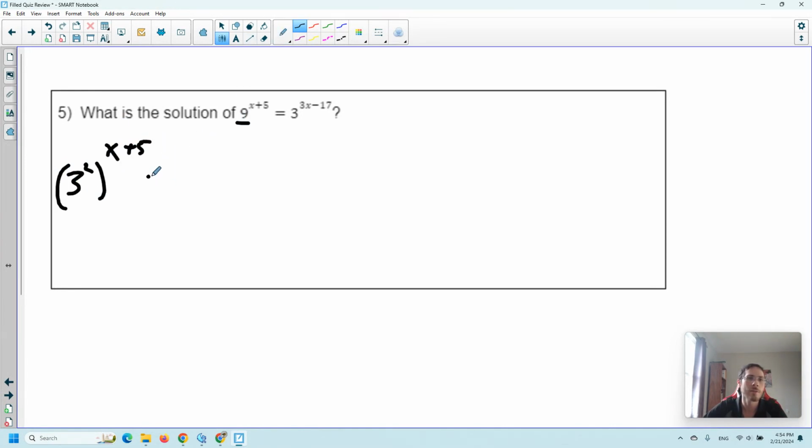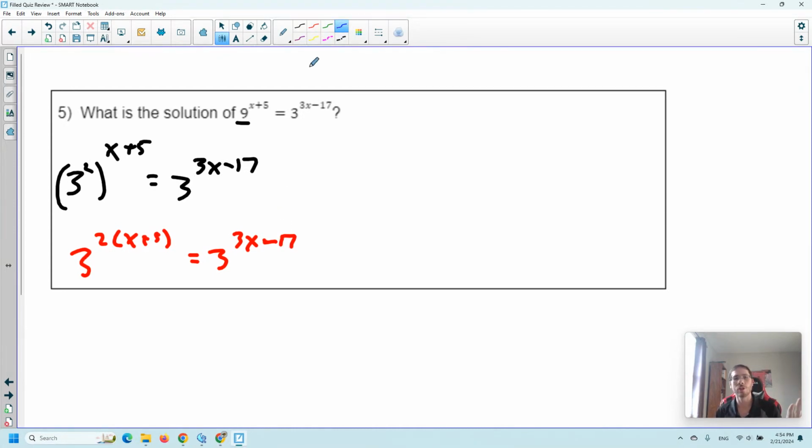X plus 5 is 3 to the 3x minus 17. Then we have to use our rule that says power to a power means we're going to multiply. So we're going to turn that into 3 to the power of 2 parentheses x plus 5 equals 3 to the 3x minus 17. And now we're in business. So now we can solve it just like the last one.